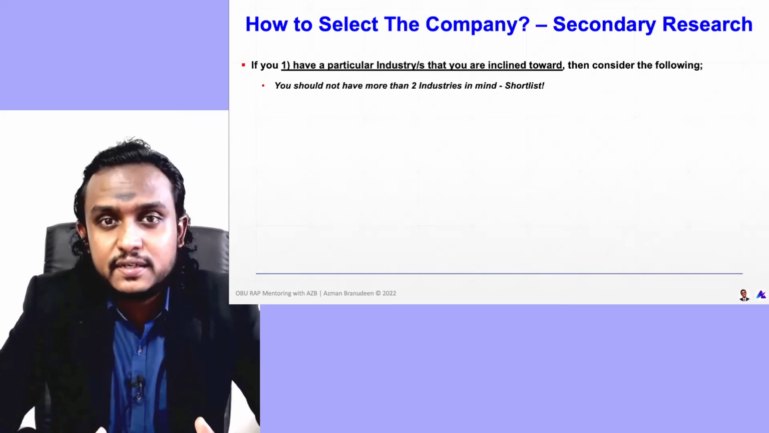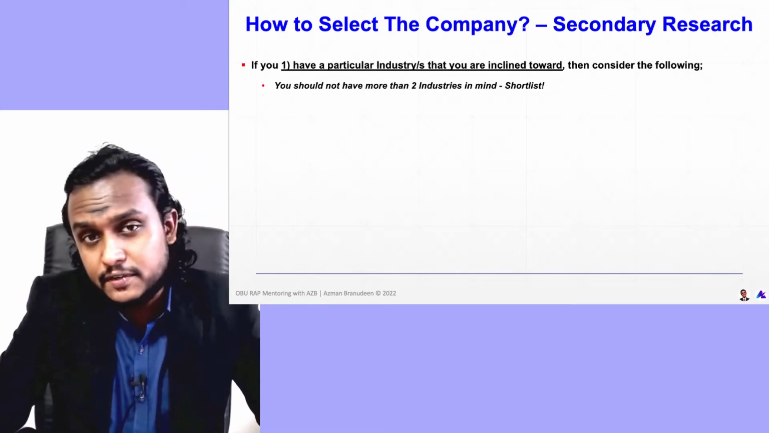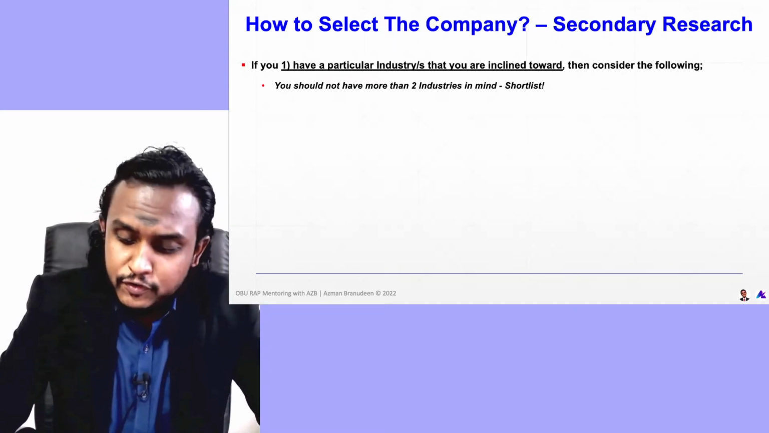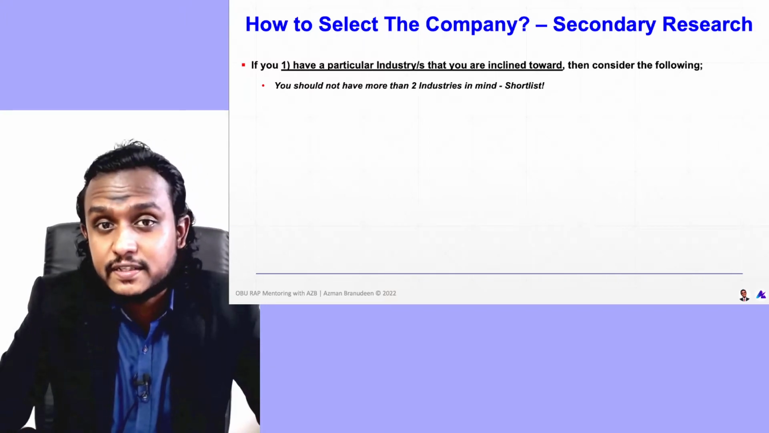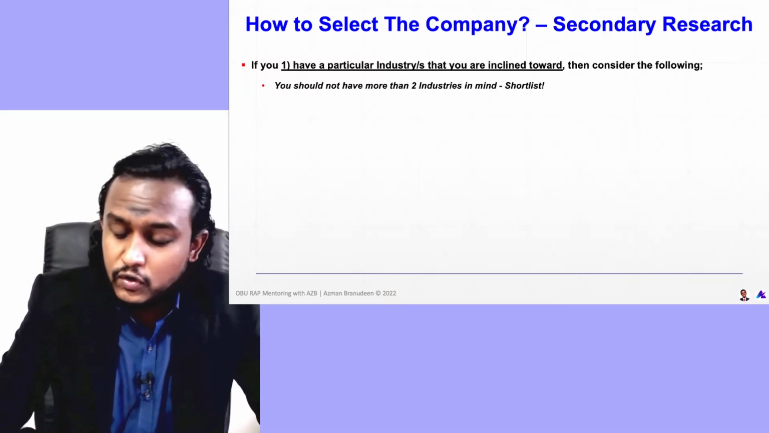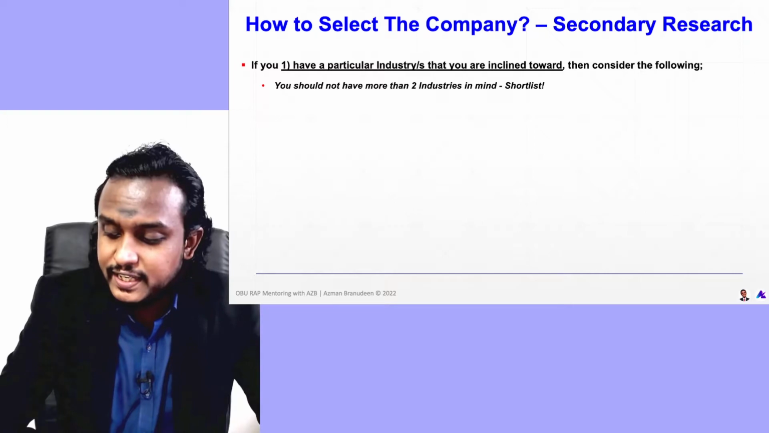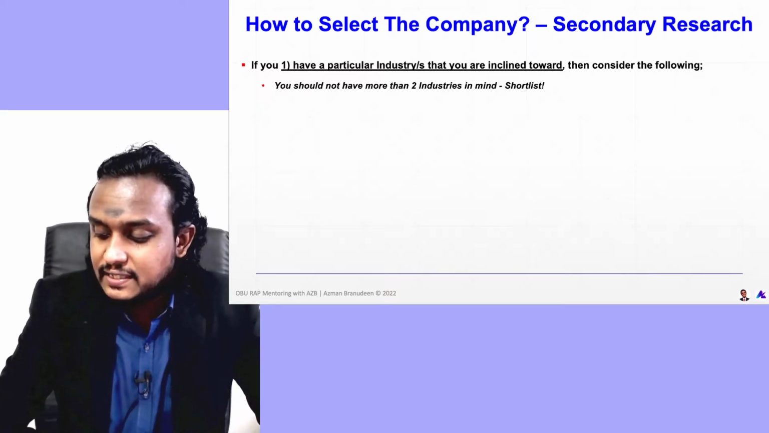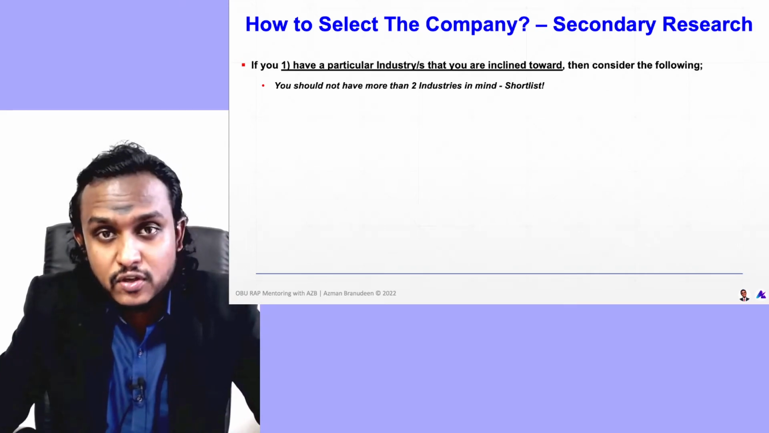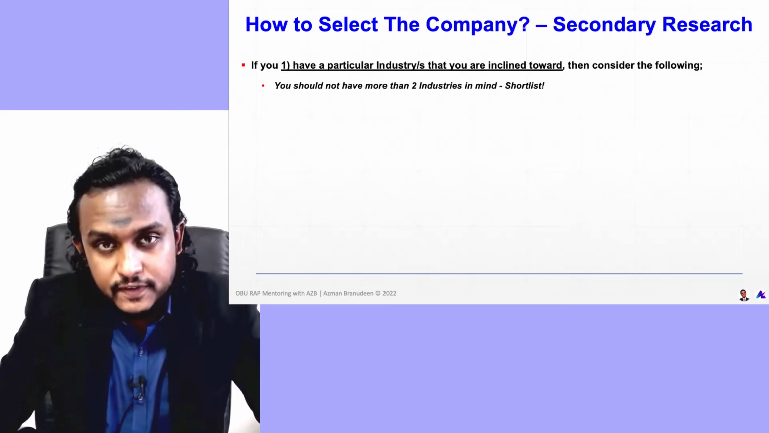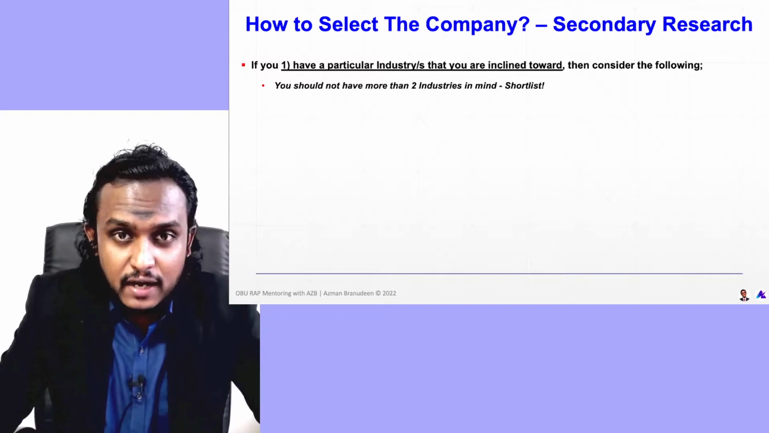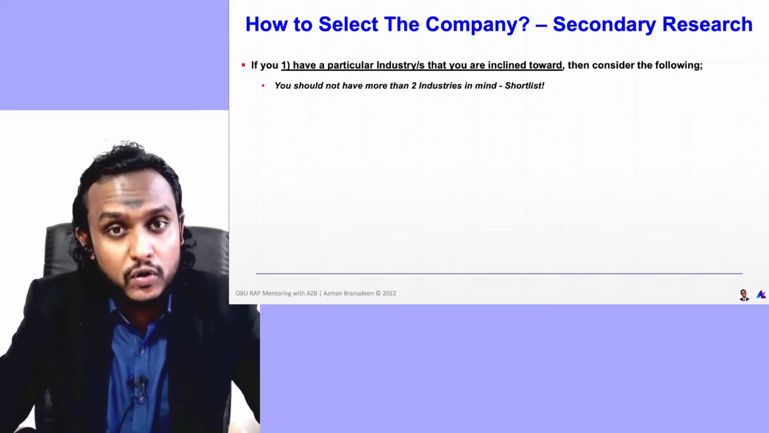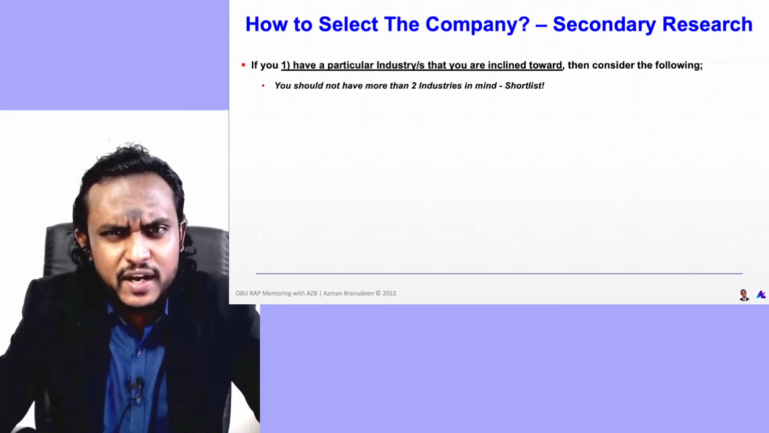If you've taken a piece of paper and written 5 industry sectors, for example, technology, automobiles, aircraft engineering, weapons, and agriculture, this is not the right way. You need to further shortlist and get this down. If it's one industry, all the better. That is what we are looking for.